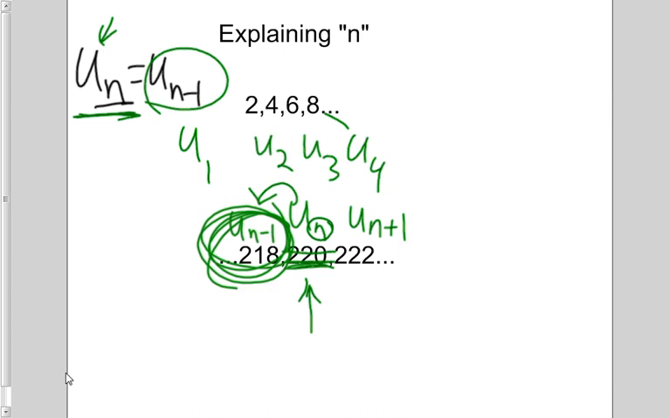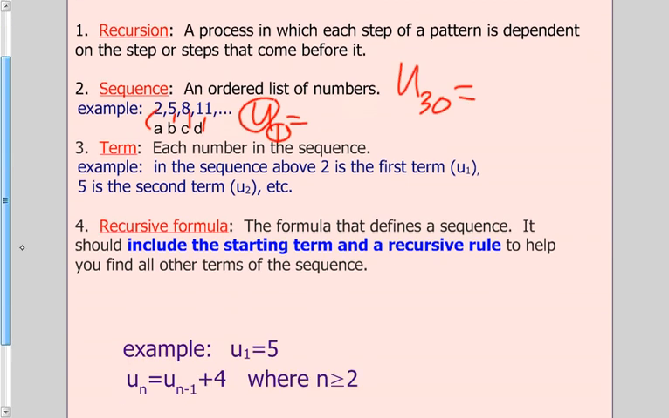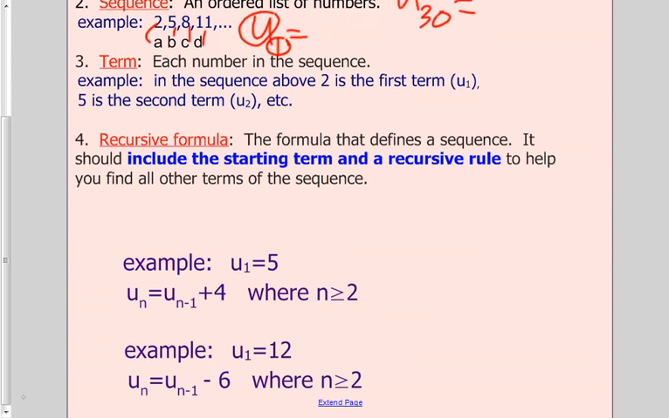So that's all that n is: which number am I looking for? It's nice to use n because then we can say it's any number. We could say it's this one, way down the line, or way before the line. So let's do a couple of examples here.